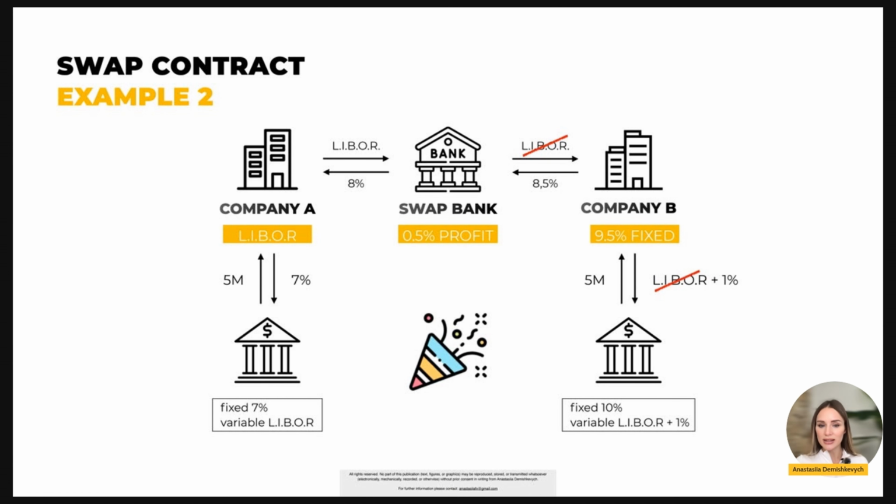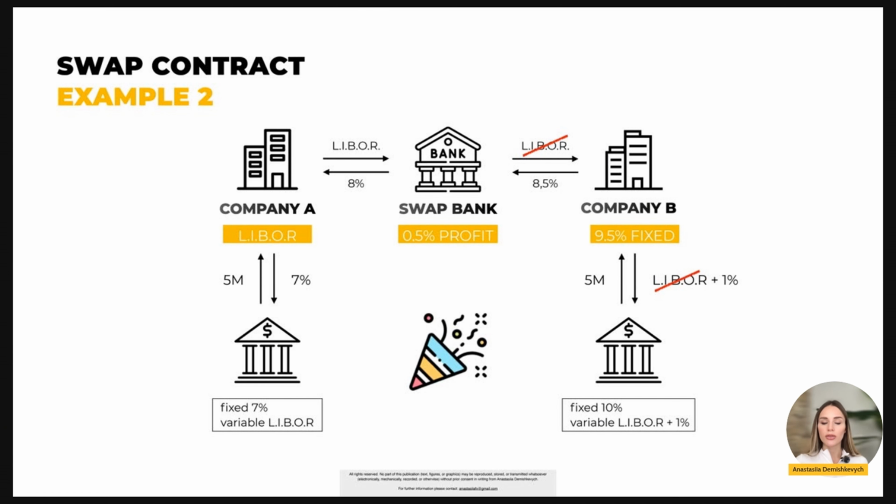What do the clients gain? Well, Company B originally faced a 10% fixed rate, but now effectively pays 9.5% fixed, a 0.5% savings that adds up significantly over time. Company A, on the other hand, originally had to pay LIBOR, but now it gets a better deal at LIBOR minus 1%, lowering its costs.